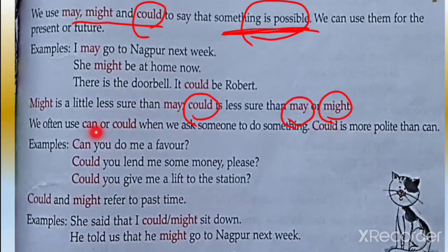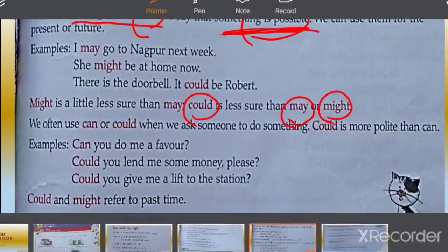Only can we can use for knowing how to do something. Could is also used for ability, but in the past. Now another use of can and could is when we ask someone to do something. Could is more polite than can. When you are asking someone to do something for yourself, you want someone's help, that time you have to use can and could, but could is more polite than can.